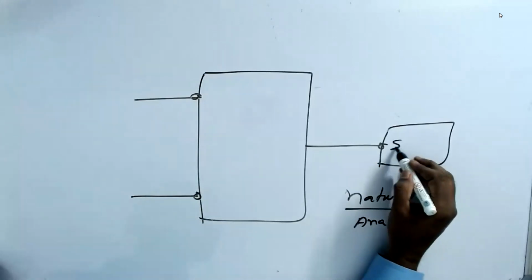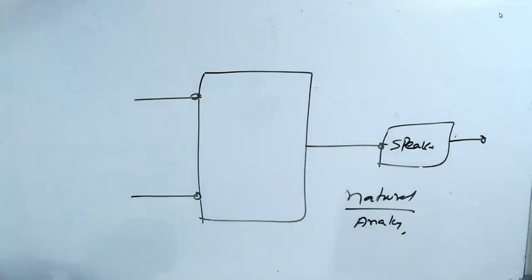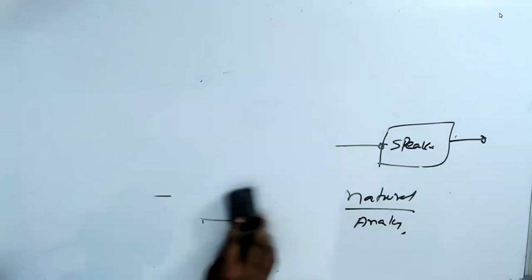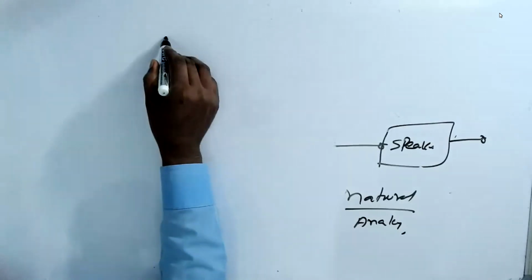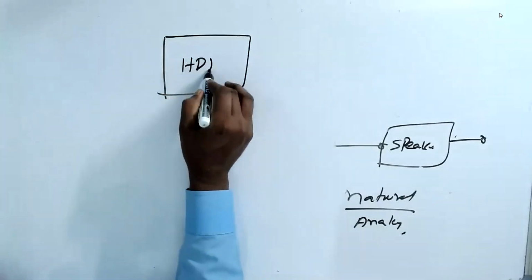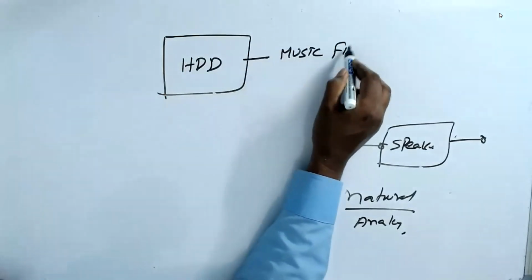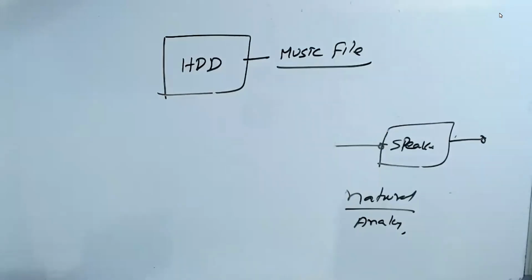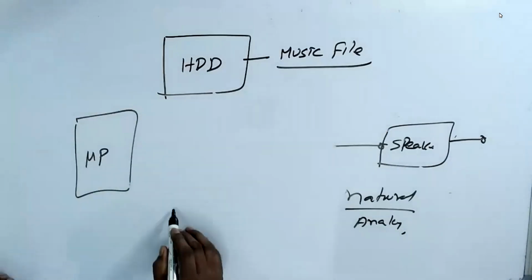Here, let us say I have a speaker. Here there is a sound, so the sound will come. Understand? Now, let me tell you a small application before I get to it. I'll explain how the DAC works. I have a hard disk. I have a music file. Then I have a microprocessor. I have a memory.